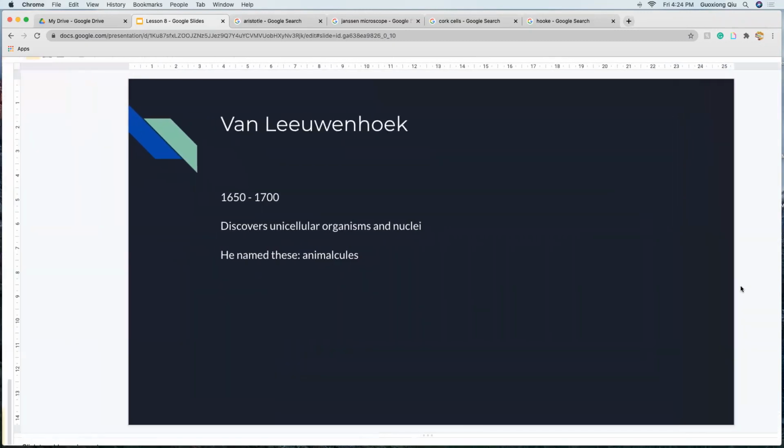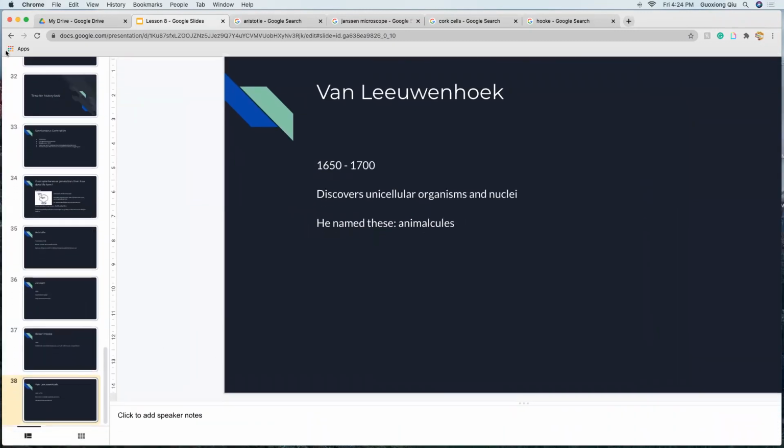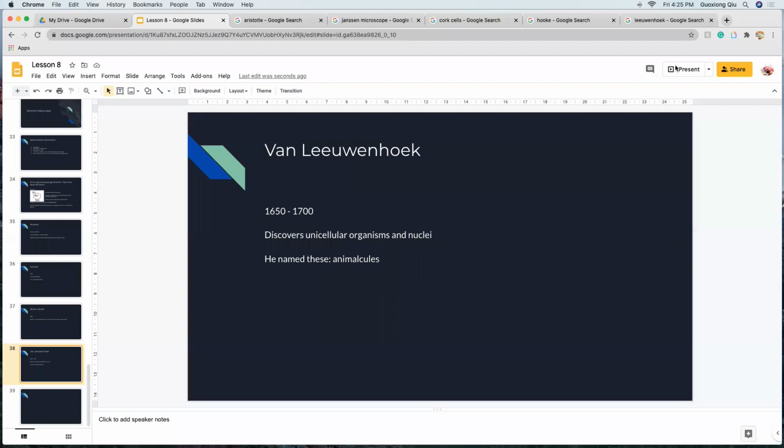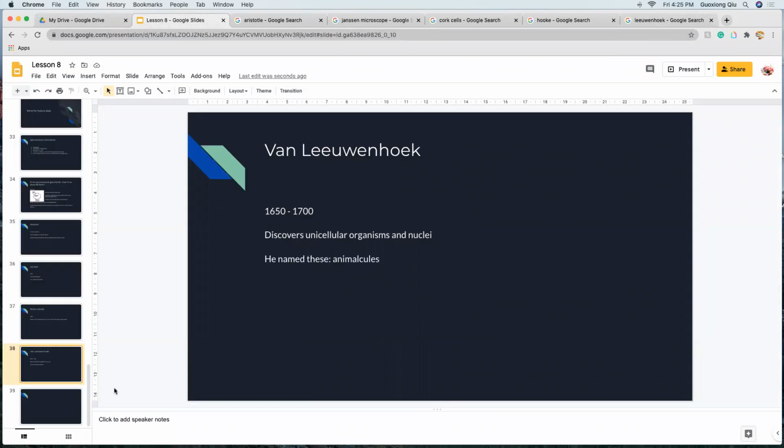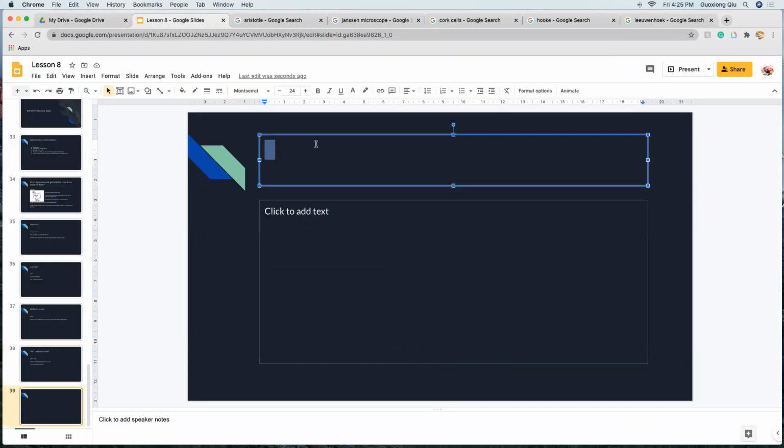Oops, why do I keep zooming in? I'm actually having issues. Fix the zooming. So here is Leeuwenhoek, Dutchman's. All right, moving on. I'm gonna start writing, because I did not finish my lesson making.